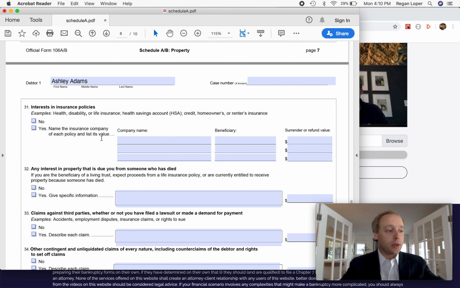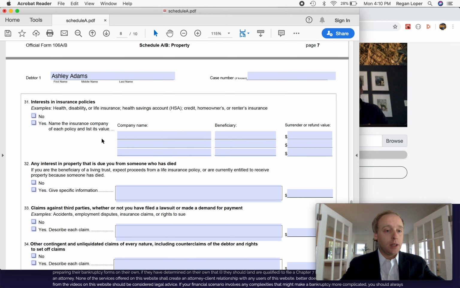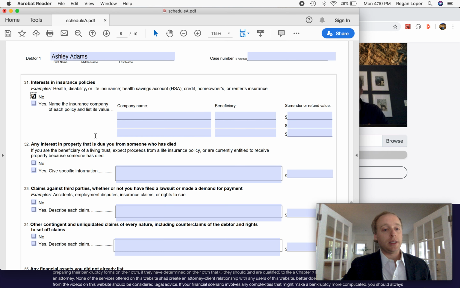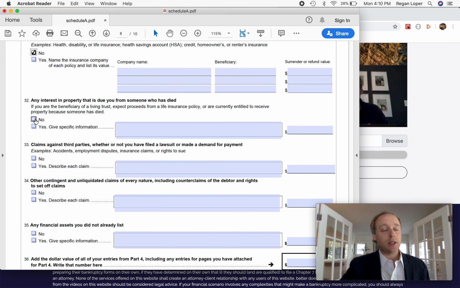And continuing to move on, I'll speed this up for the sake of time. She does not own. She selected no for each of the following, and that includes insurance policies, any interest in property that someone else died and you might be inheriting property. That did not apply to her.